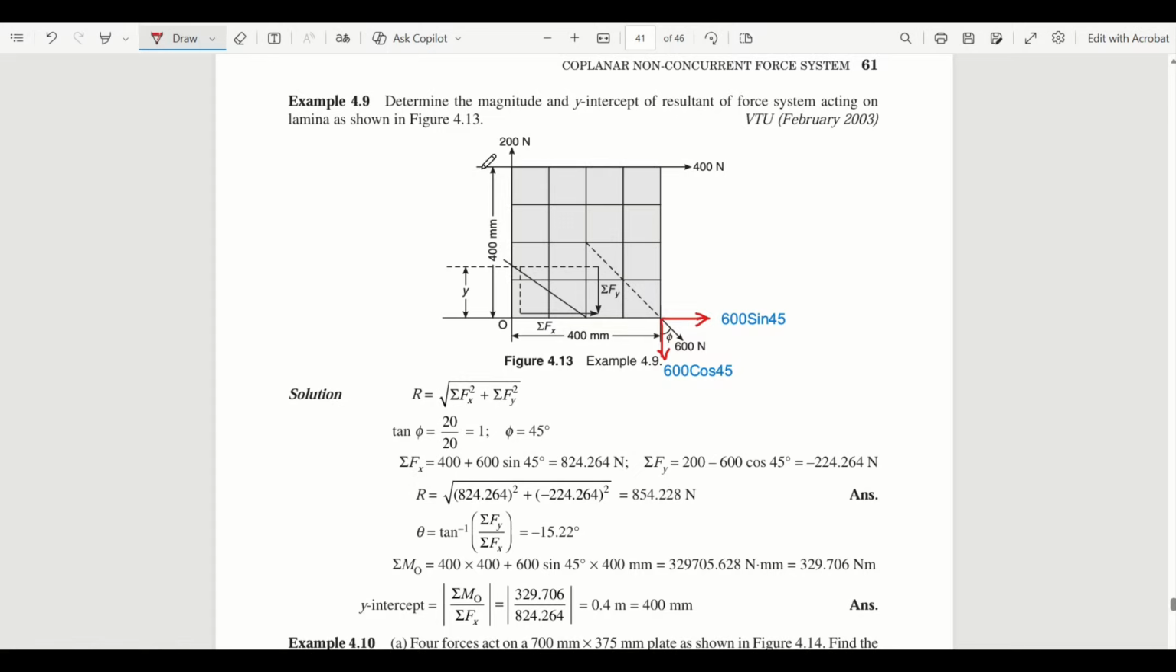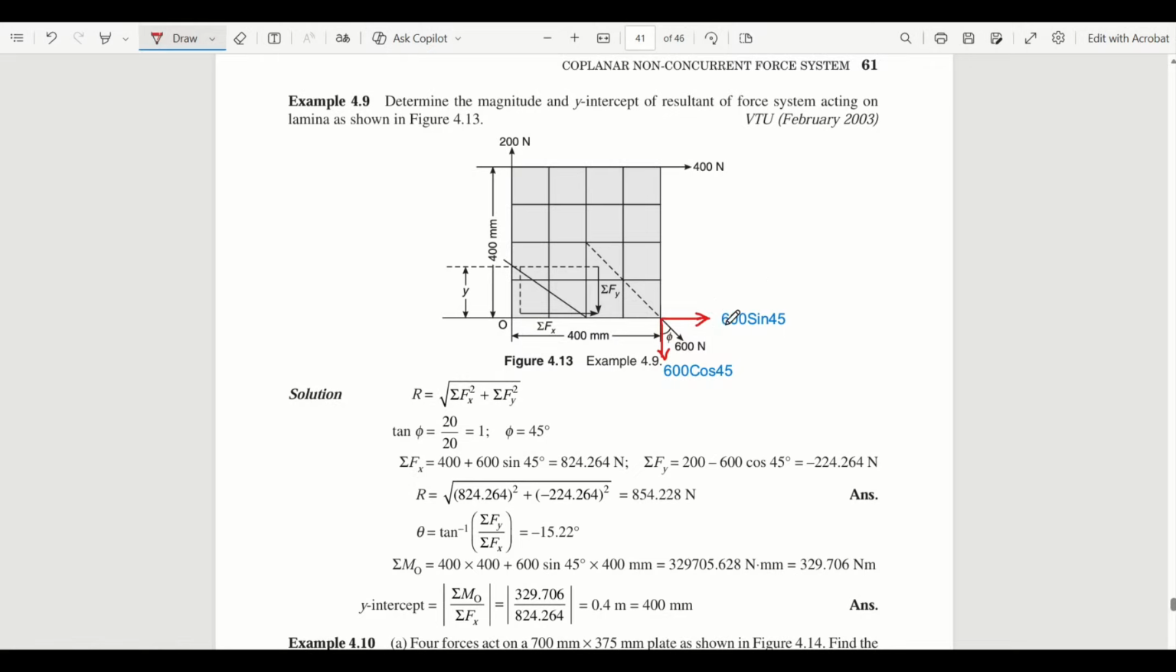Now we'll solve the horizontal and vertical components. For that, summation Fx. Where is the horizontal force? This is vertical, we can't consider it. Yes, this one is there. It is moving towards the right side, so plus 400. Then this also is moving towards the right, the horizontal force.